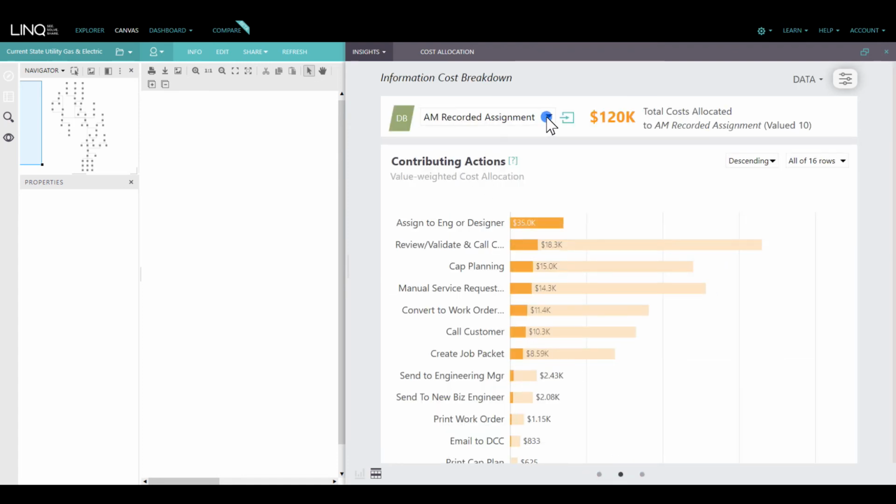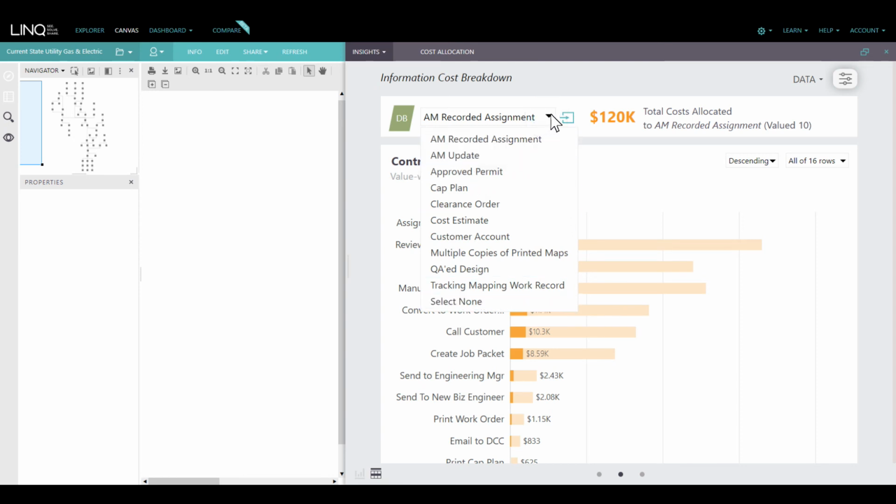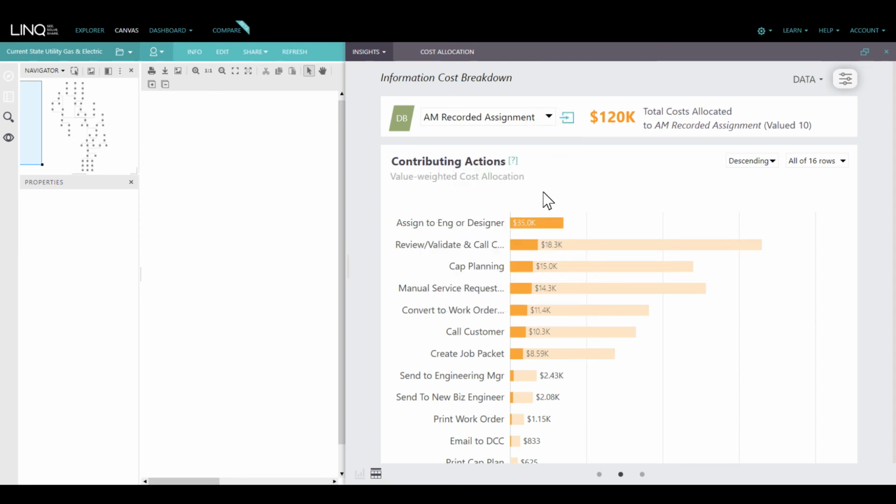Another great view is the information cost breakdown. By selecting any information output, you can see the cost of all the actions supporting that information product. We can potentially find areas to fine-tune our savings. For example, calling the customer costs over $10,000 a year. There might be an opportunity for automation here.